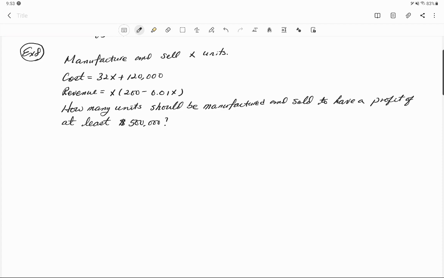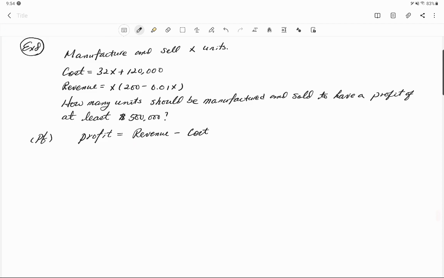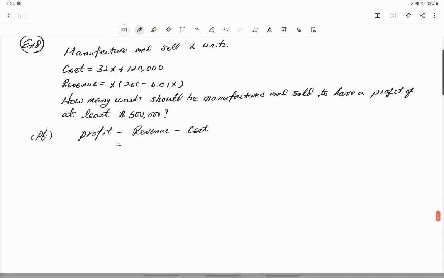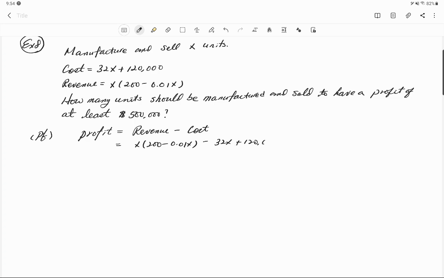So if you want to have a profit, how do you find the profit? Okay, let me solve it. The profit is the total revenue minus the total costs, right? And the revenue and the costs are already given. The revenue is x times (200 minus 0.01x), and the total cost is 32x plus 120,000.